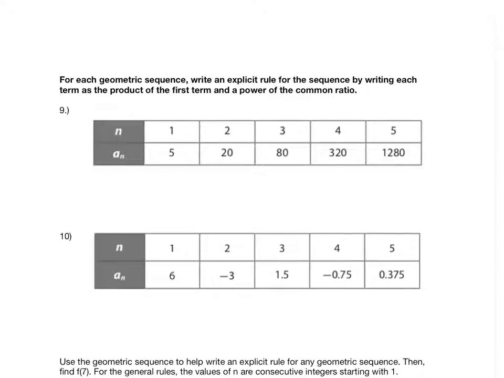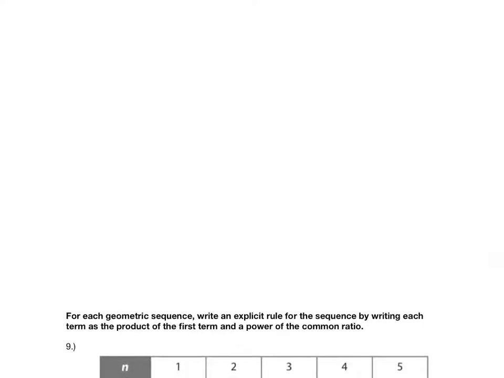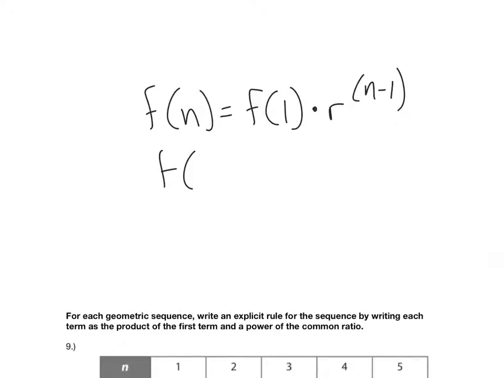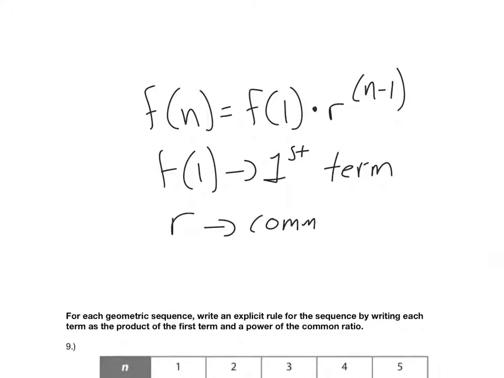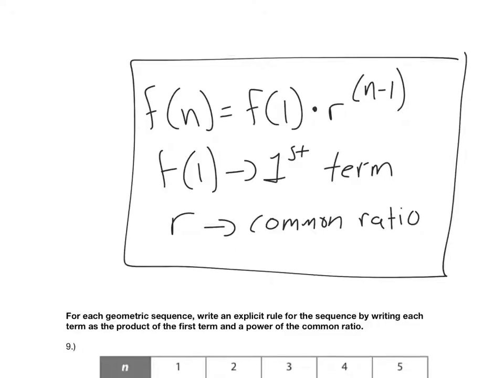Now we're getting to actually writing out the explicit rule. Okay, so remember, in order to write the explicit equation of a geometric sequence, you need to remember the formula. This is big for tomorrow's test. Make sure you know this. It's f of n equals f of 1 times your common ratio raised to the n minus 1 power, where f of 1 is your first term, and r is your common ratio. Make sure you have this memorized for tomorrow's test.